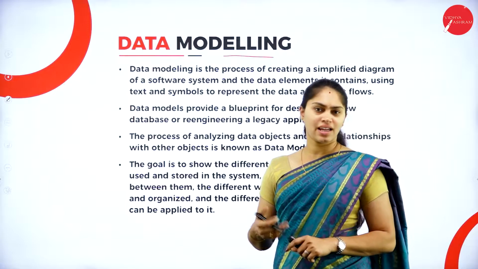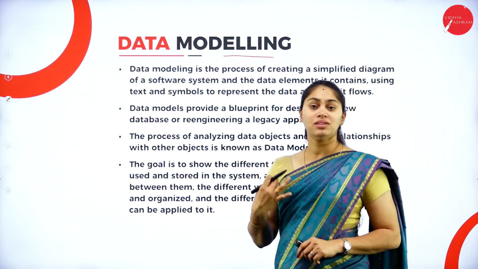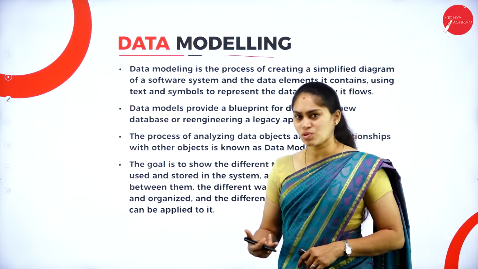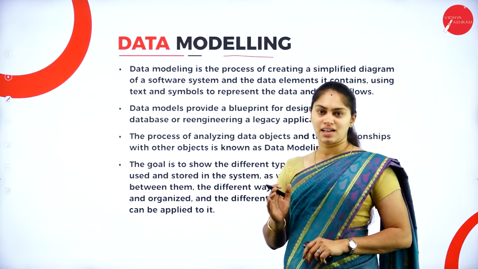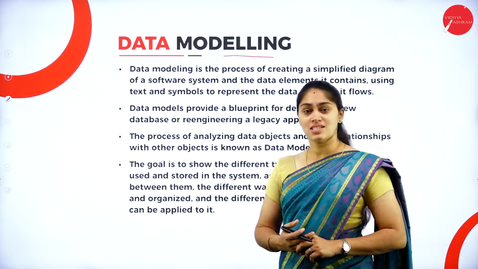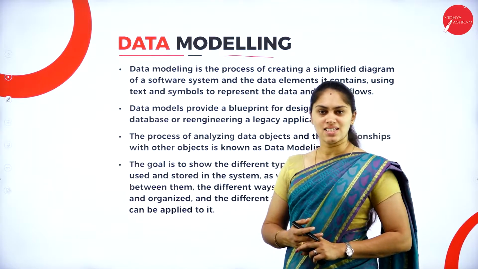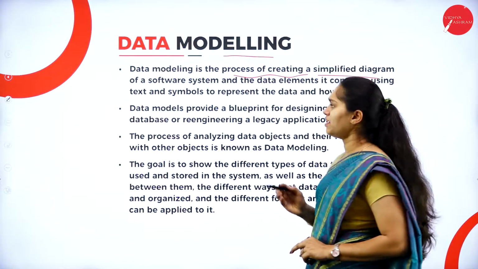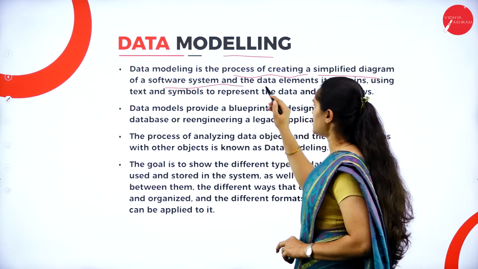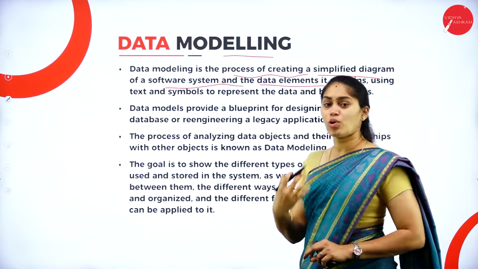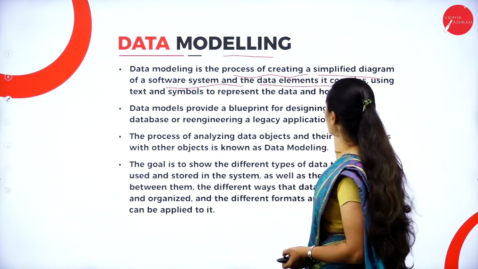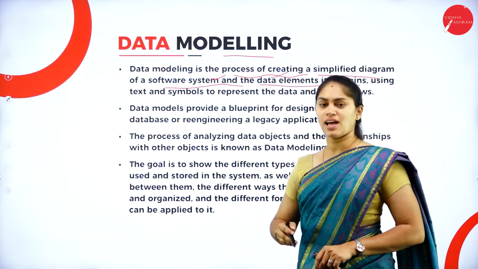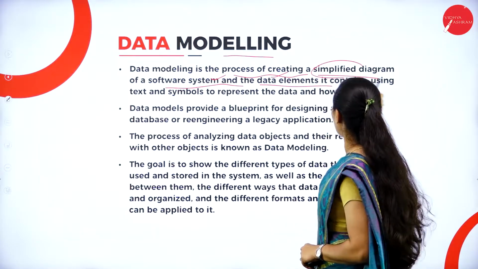As we all know, data can be anything, right? It can be text, numbers, alphabets, or a combination of all those, or an image. Which needs to be processed will be considered as what? Data. When we are representing it in terms of design or architecture, then we can say that as data modeling. It's a process of creating a simplified diagram of a software system and its data elements. So here we are representing the software system and its data elements in terms of a simplified diagram.